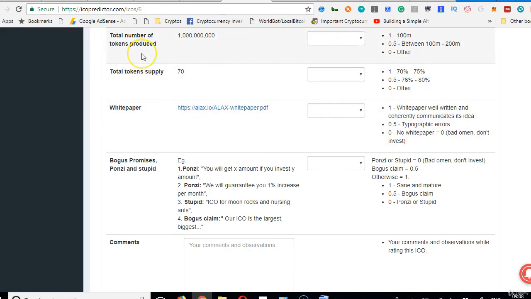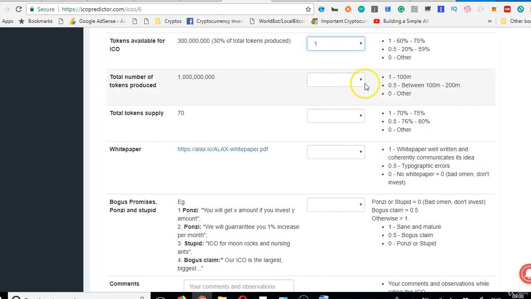The next one is total number of tokens produced. Now it's telling you that if they produce 100 million tokens, then it's the perfect number, so we'll give them a 1. If it's between 100 million and 200 million, we'll give them a 0.5. But if it's below or above, we're giving them what? A 0. So this one is 1 billion. We're giving them a 0.